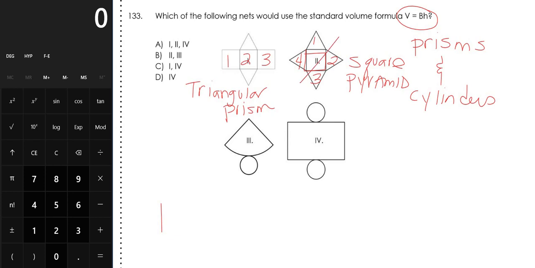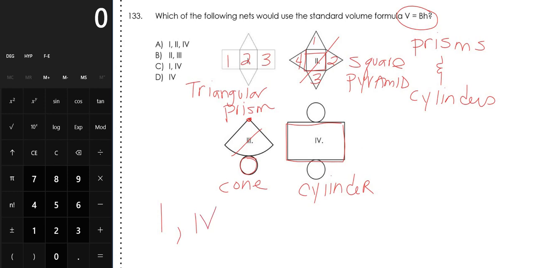Now the next one is going to be a cone. See, we have only 1 circle. So a cone has 1 circular base. So a cone is choice 3. And no, a cone uses 1/3 big BH because it has a big point at the top. And lastly, we have 2 circles. Those 2 circles are going to be our bases. And this rectangular portion is going to wrap around and form the curve of my cylinder. So this is going to be a cylinder's net. And yes, for a cylinder, because it doesn't have a big point at the top, it will use the standard formula for volume, V equals big BH. So I also like choice 4.